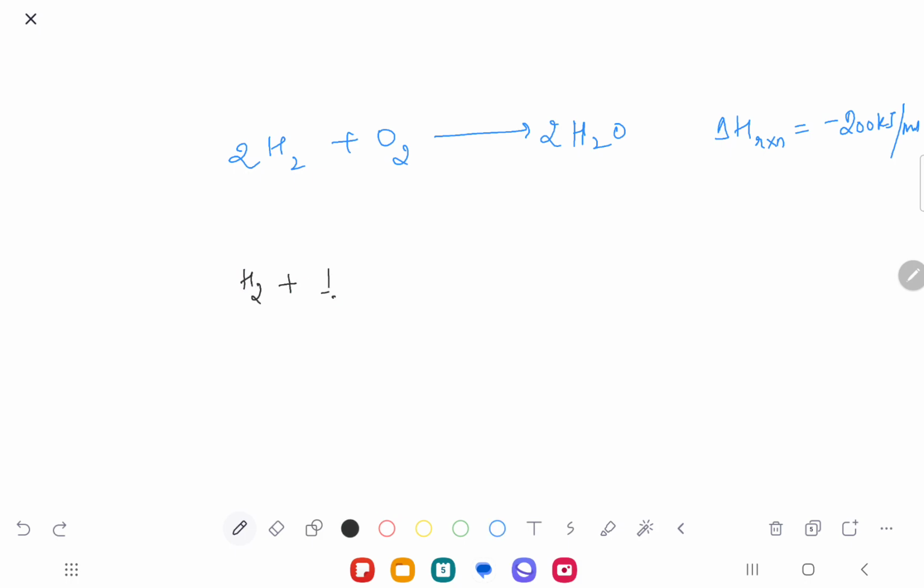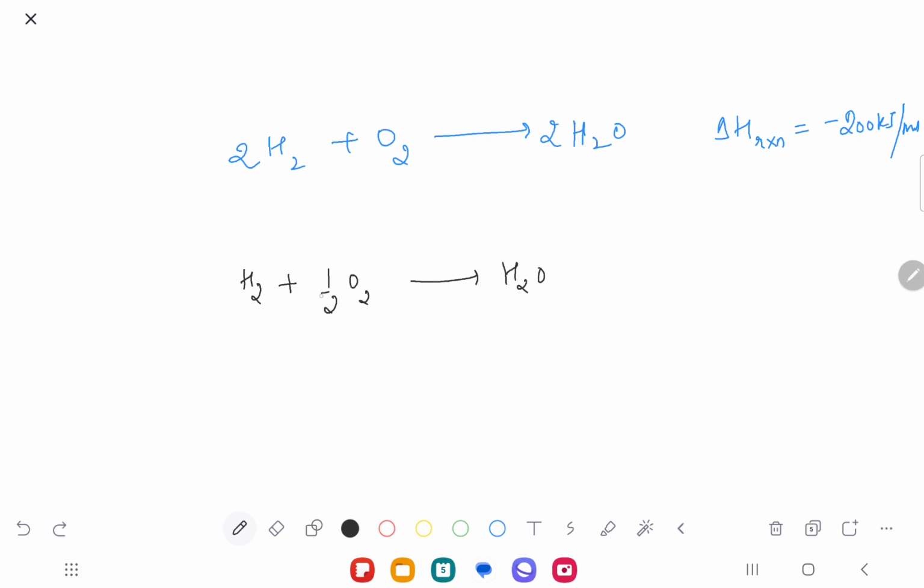So, for example, if I have to write down the formation of, let's suppose, water. So H2 plus O2 should give me H2O. And let's balance this equation. So if I write down this, there would be some heat involved here in the reaction. Let's suppose the heat is minus 200 kilojoule per mole. And if I write it down, it shall become H2 plus half O2 gives H2O.